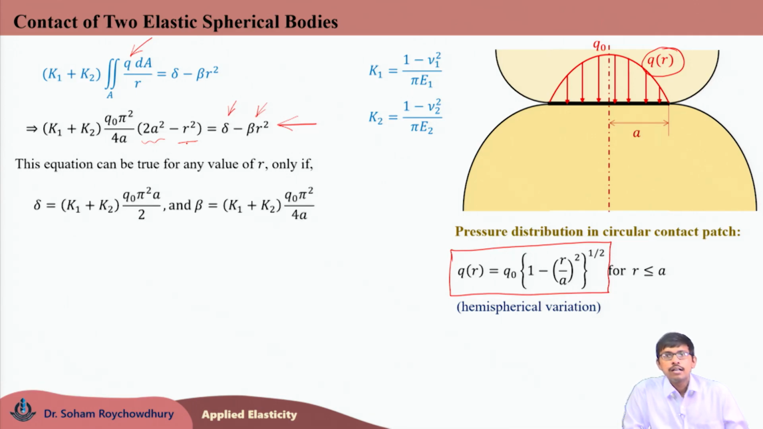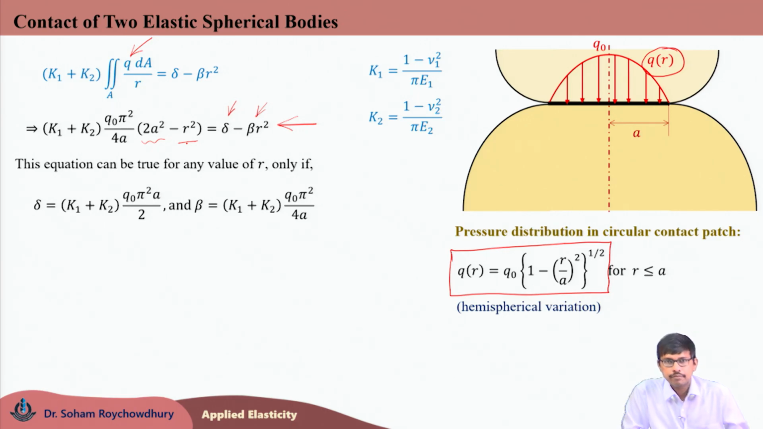Hence this can be true for all r only if we have the constant term, the r independent term, on both the sides to be the same, which would give delta equals K1 plus K2 times Q naught pi square a by 2, and the coefficient of r square to be the same on both the sides, which would give beta equals K1 plus K2 times Q naught pi square by 4a. So, using these equations we can relate delta with Q naught and a, and we can relate beta with Q naught and a.